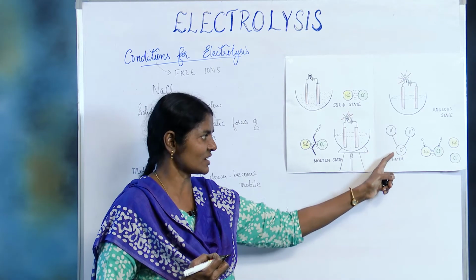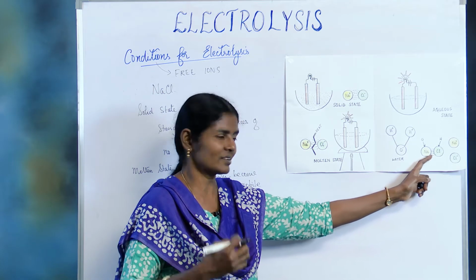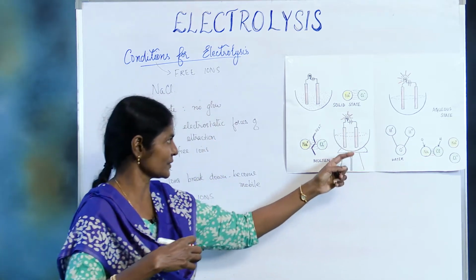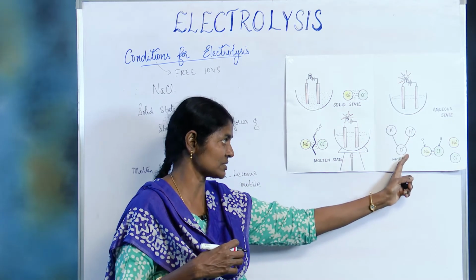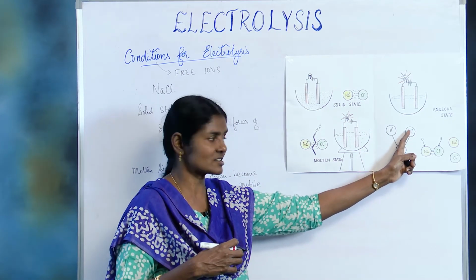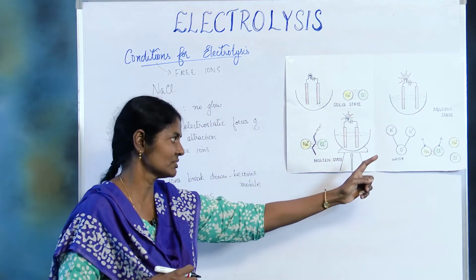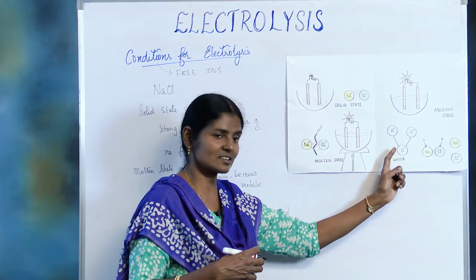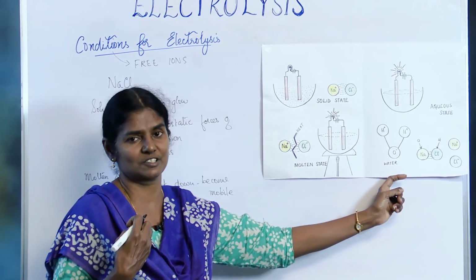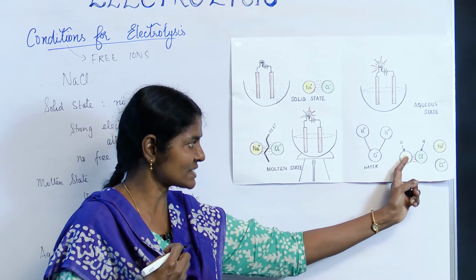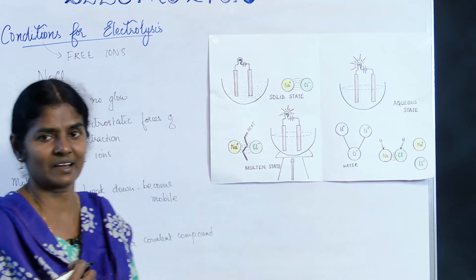Now, when there are charges in this water, what happens when sodium chloride is dropped into the water? Like this, when sodium chloride is added to the water, the positively charged hydrogen will pull the chloride that is negative, and the negatively charged oxygen would pull the sodium that is positive. So thereby it releases these two into sodium ions and chloride ions.